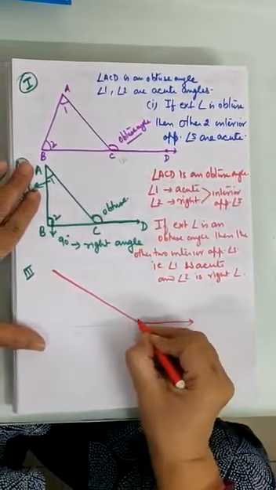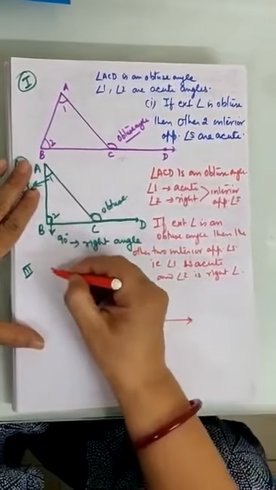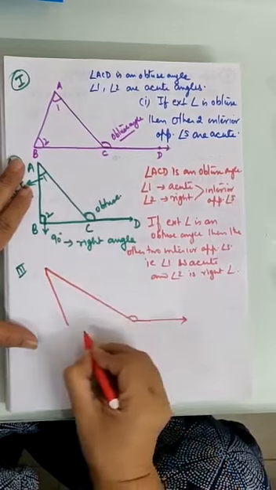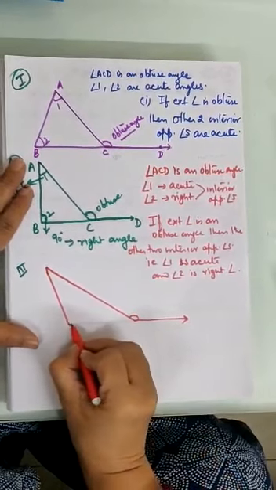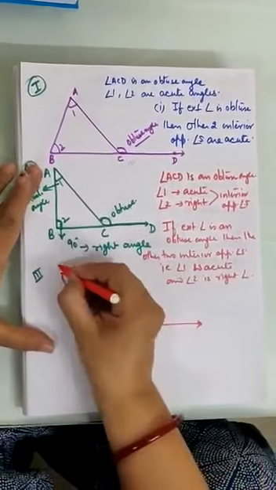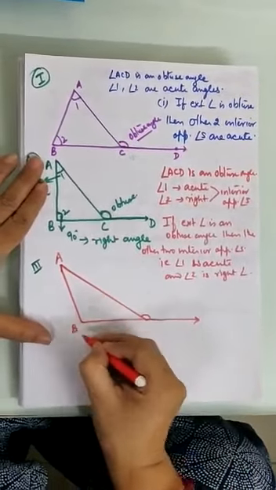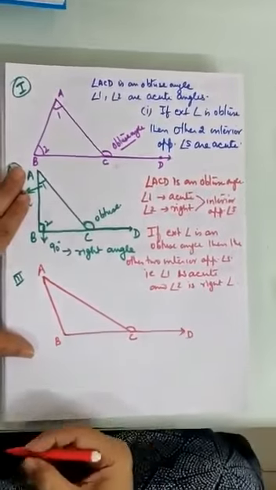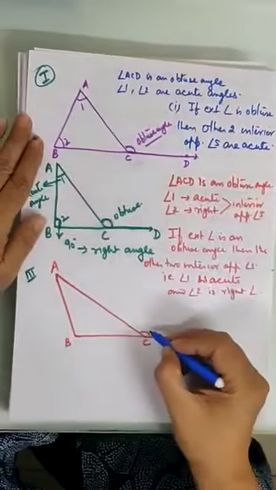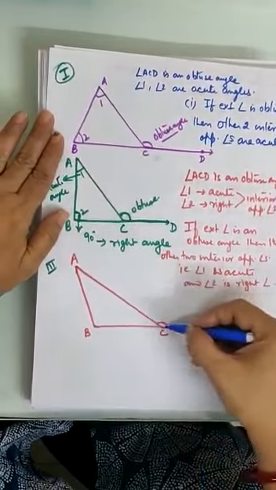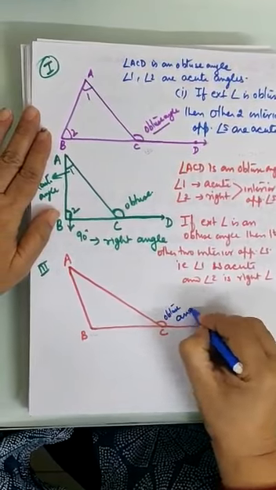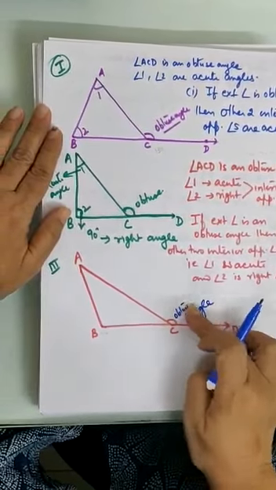Okay, this is an obtuse angle. We generate one triangle. Maybe the figure is not coming out so well, but yeah. Let us name this as A, B, C and D. What do you observe? So this angle ACD is an obtuse angle, which is the exterior angle.